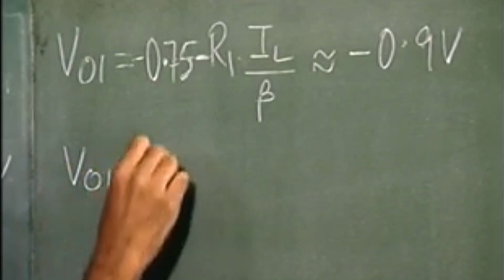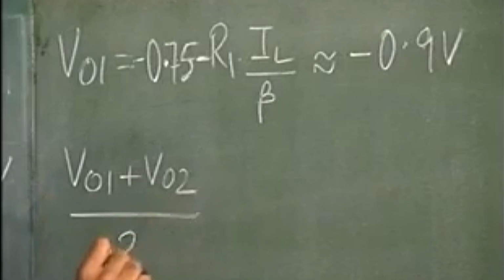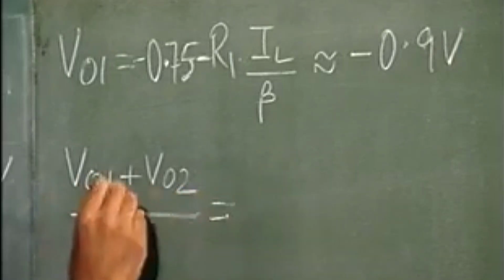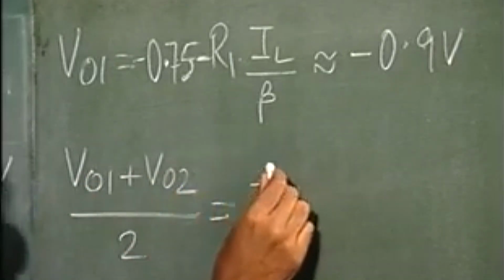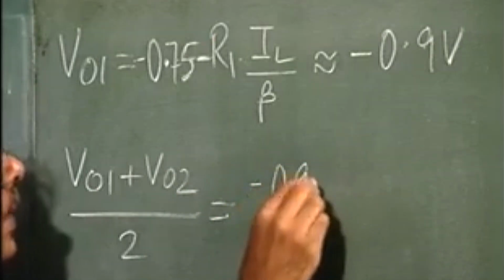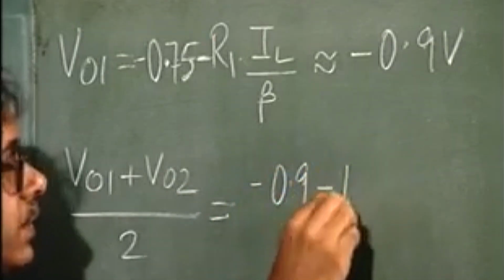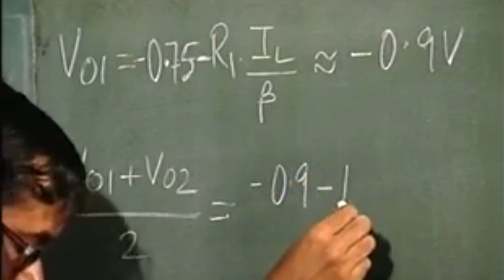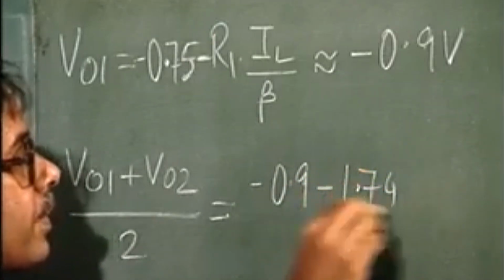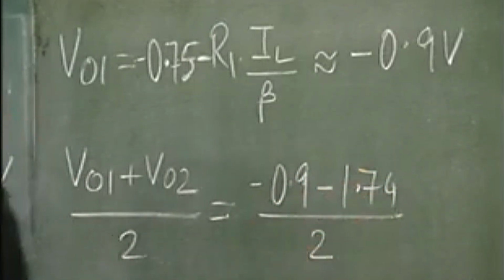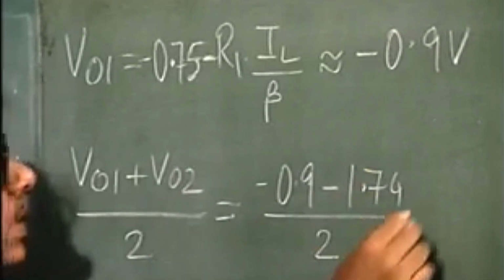In which case what you have is VO1 plus VO2 by 2 is equal to, what is VO1? Minus 0.9, and VO2 is minus 1.74, by 2. What is this equal to?